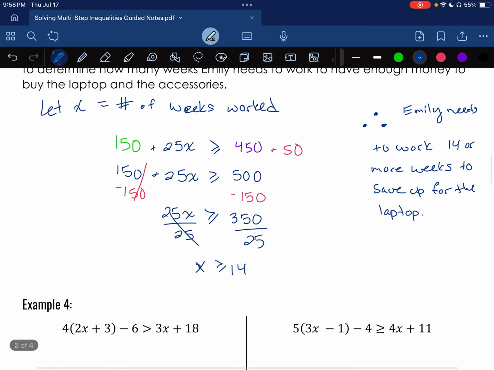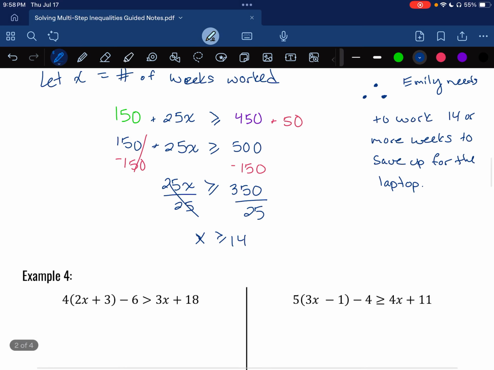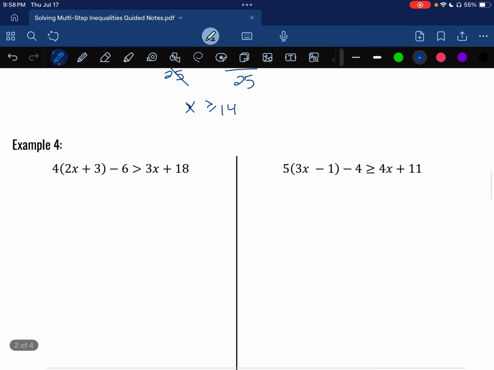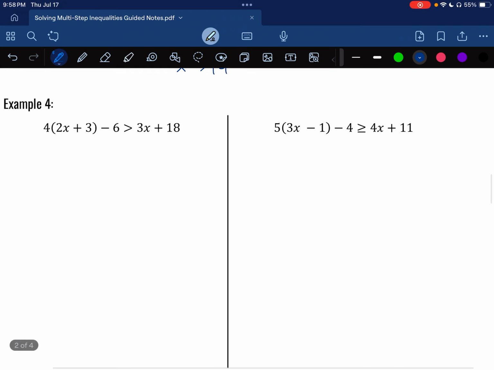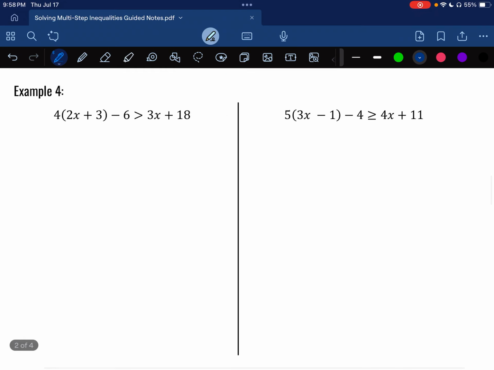All right, last one. Ooh, we got distributing and variables on both sides. They have like terms to combine. Oh, these are good problems. So let's go ahead and see what's up here. First, I'm going to distribute this 4. So we're going to have 8x plus 12 minus 6. You know what I almost did there, guys? I almost didn't distribute the 4 to the 3. Caught myself just in the nick of time.